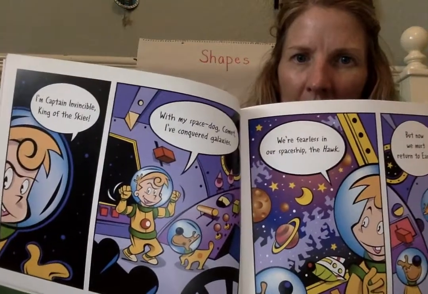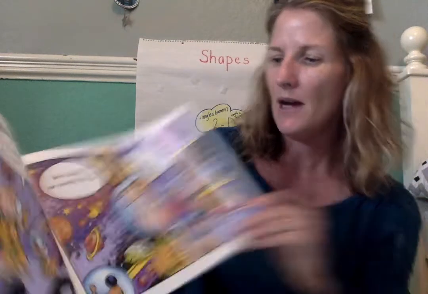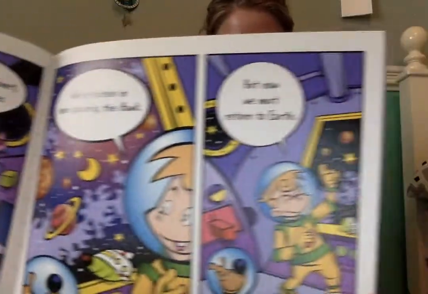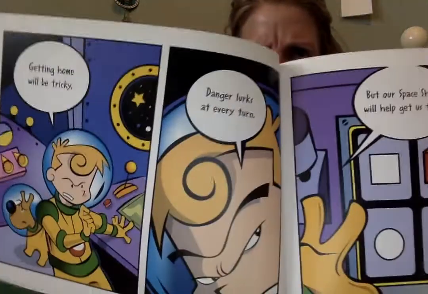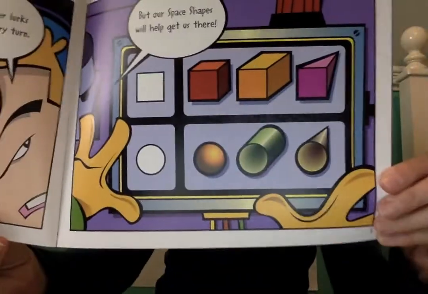I'm Captain Invincible, king of the skies. With my space star comet, I've conquered galaxies. We're fearless in our spaceship, the Hawk. But now we must return to Earth. Getting home will be tricky. Danger lurks at every turn. But our space shapes will help get us there.